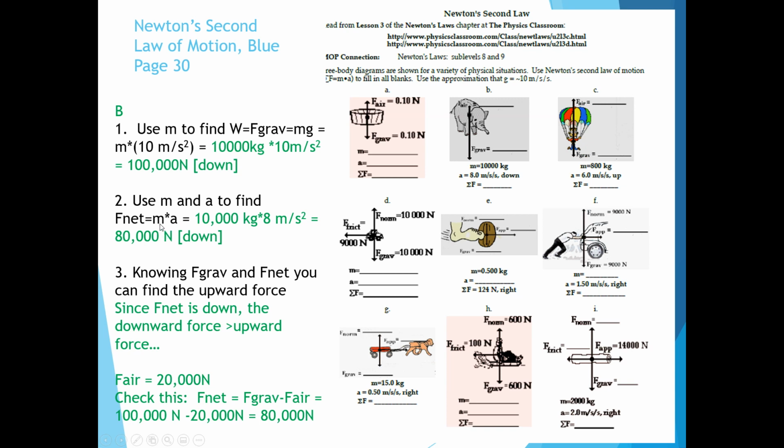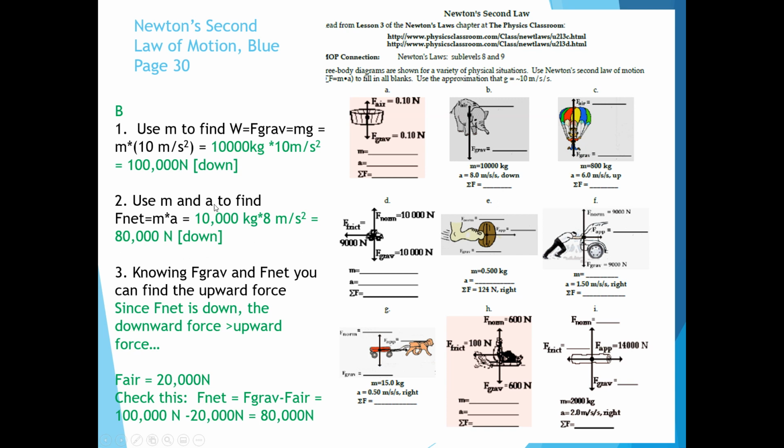For step 2, F net equals M times A, we're going to be multiplying this 10,000 kilograms times 8 meters per second squared down. So we're going to get 80,000 newtons down. So in order to determine what F air is, we need to compare these upward and downward forces in respect to what the net force is.